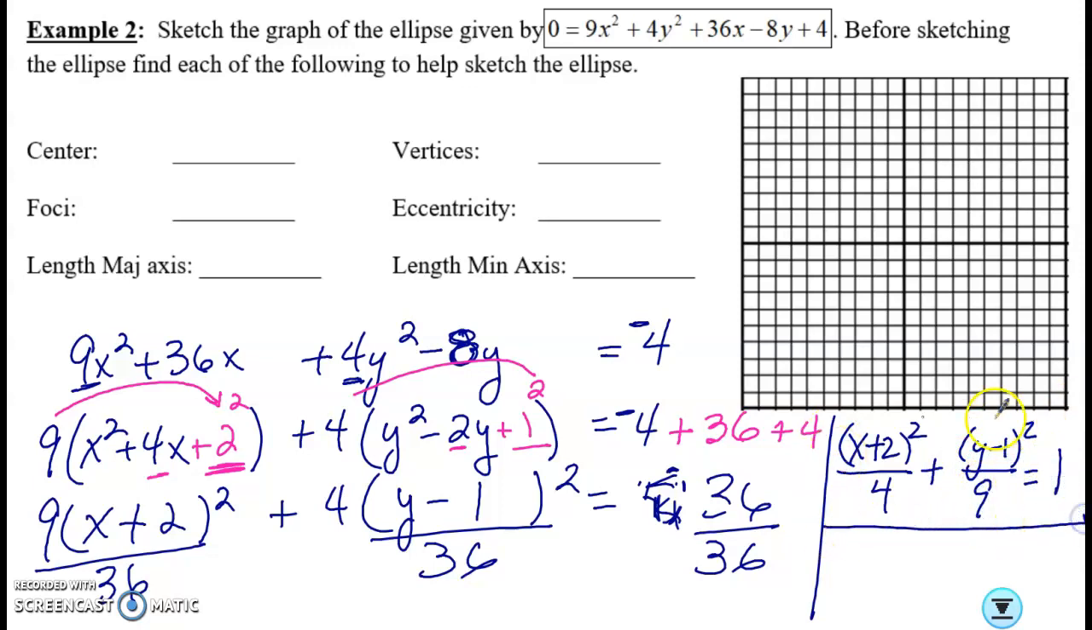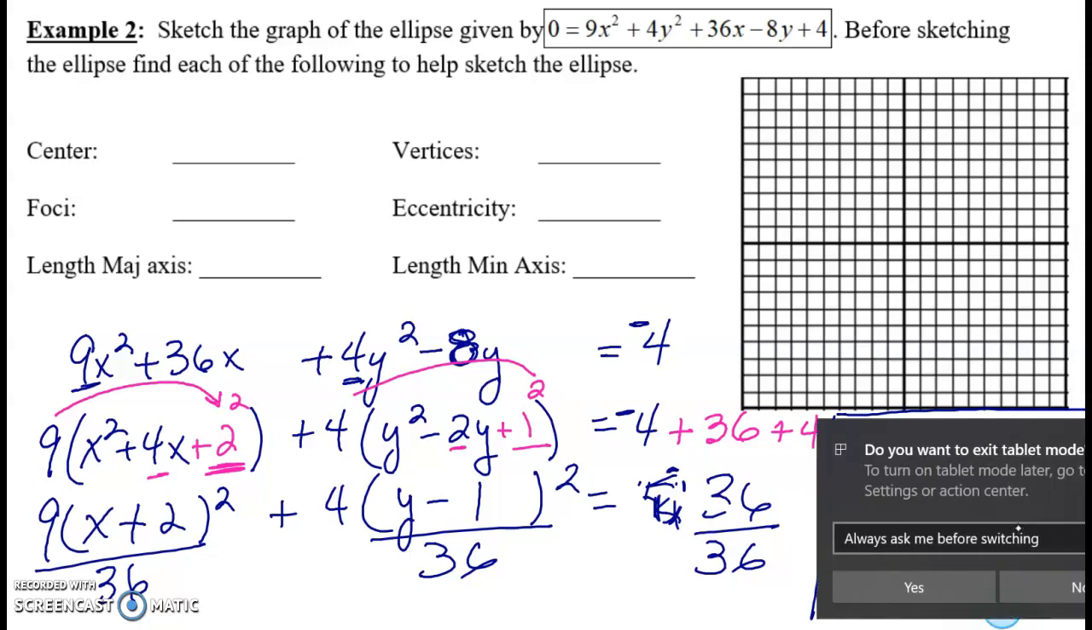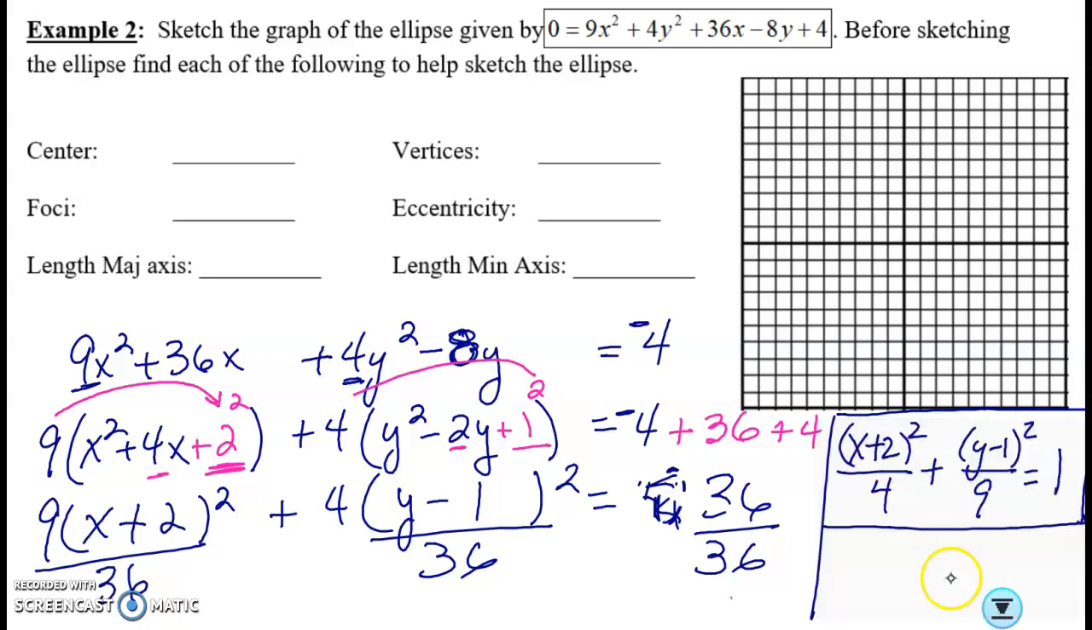It's really important to get an equal 1 for our conics. Okay, I am running low on time, so I'm going to stop right here and pick up with a second video. You might want to be working ahead and trying to graph this. So I'll catch back up with you.